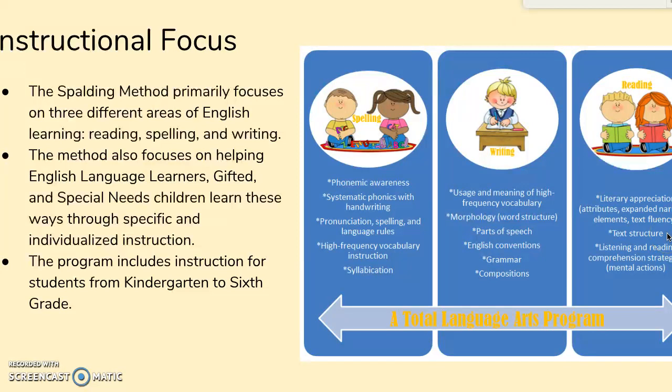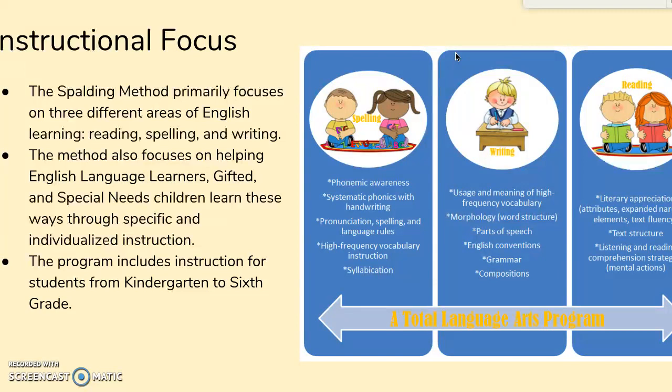Text structure is emphasized, like if it's a novel, short story, poem, song, etc. And listening and reading comprehension strategies, which is basically trying to get the students to listen to reading so that they will know how to say words, how they will know how to basically interpret literature, as I said before. For writing, they focus a lot on using and explaining high-frequency vocabulary, discussing word structure, parts of speech like verbs and nouns, English conventions, including the exceptions to English language rules, grammar, and composition.